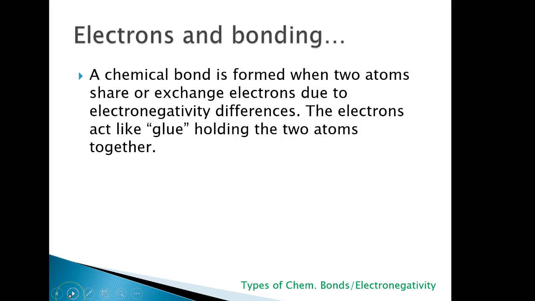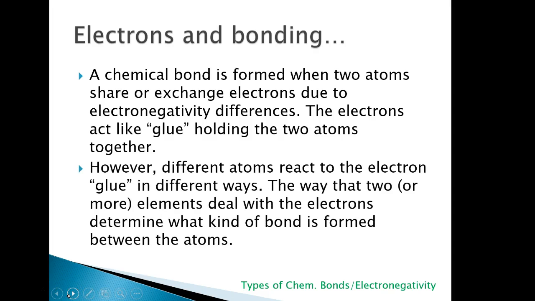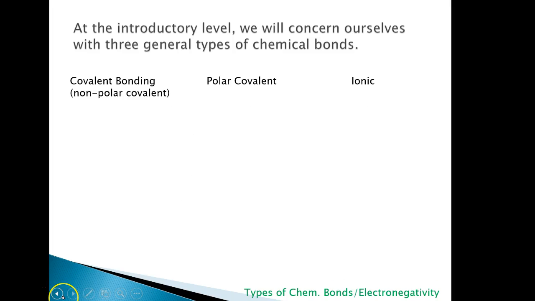So how do the electrons work? Well, what happens is two atoms share or exchange electrons based on their electronegativity differences, and those electrons act like glue holding the two atoms together, because every atom or element out there wants to be as low of energy as possible, as stable as possible, like the noble gases. That's how they do their electrons, and we'll talk about that when we get to Lewis structures. But the way those electrons are shared, holding the atoms together, is different, and that's what we're talking about when we come to bonds, bond types.